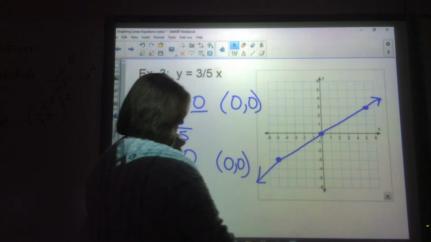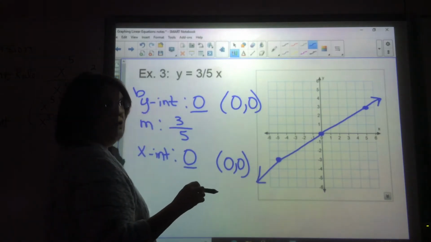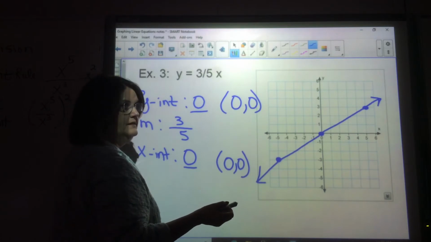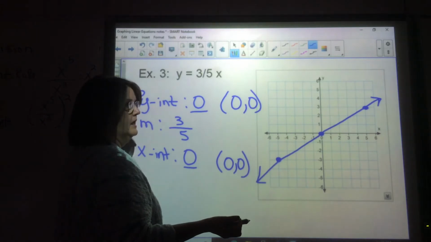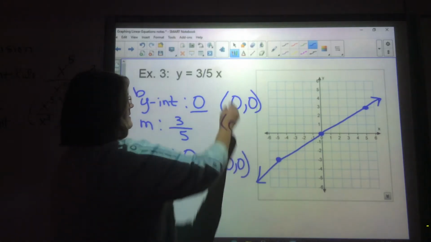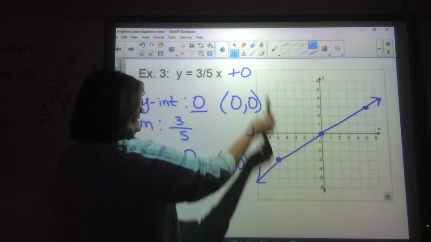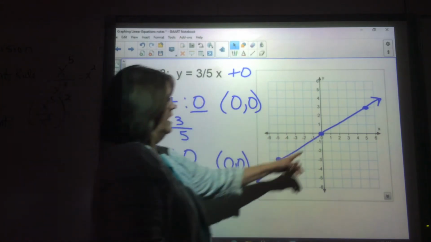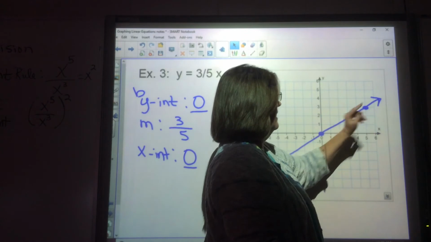When you have one that appears not to have a y-intercept, it does. 3/5 x plus 0 is still 3/5 x. Anything plus 0 will still be that thing. So this one is starting at 0 and then going up 3 to the right 5. Up 3 to the right 5.